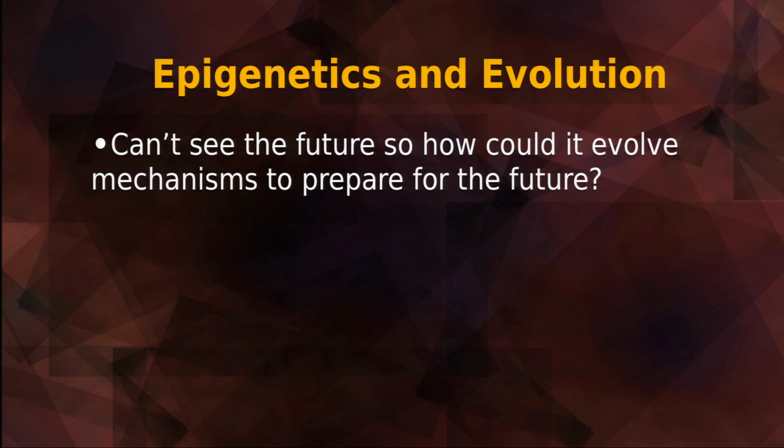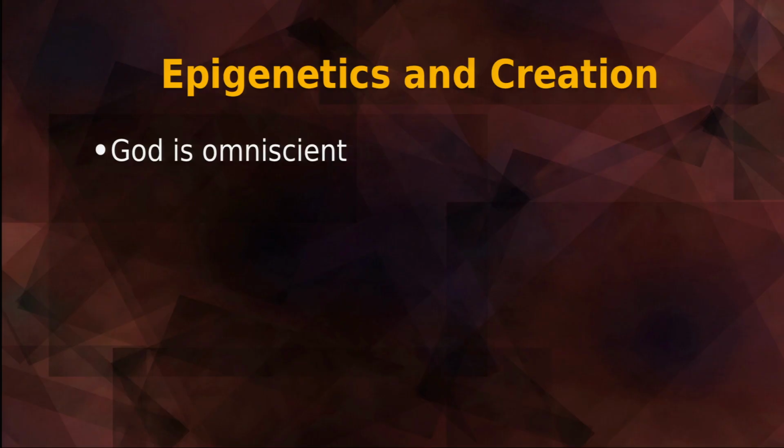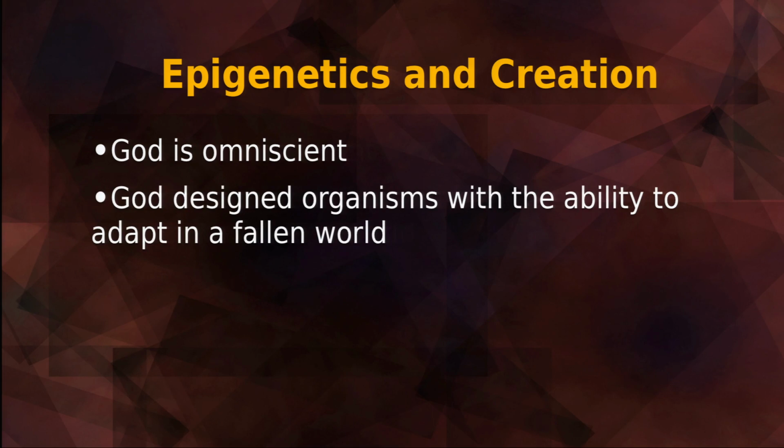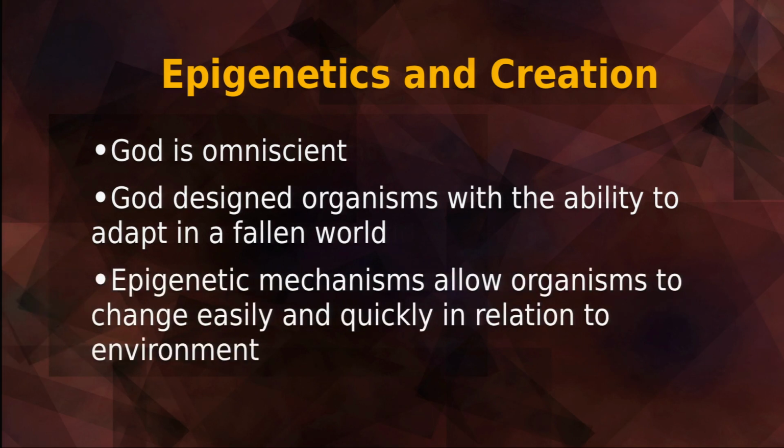Forward-thinking design is totally inconsistent with what evolutionary assumptions would predict because evolution works in the here and now. It doesn't have a mind, it cannot see the future, therefore there's no way it can prepare for or predict the future. But it is absolutely consistent with creation because God is omniscient. He designed organisms with the ability to adapt in a fallen world. And he knew Adam and Eve would sin. He knew they would need to be able to do this.